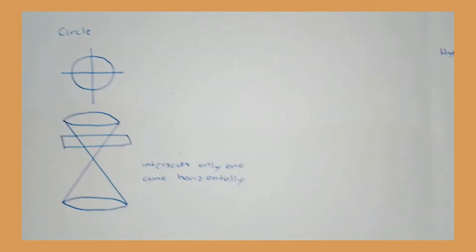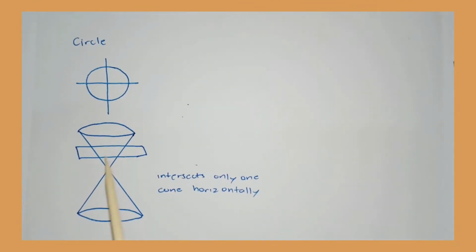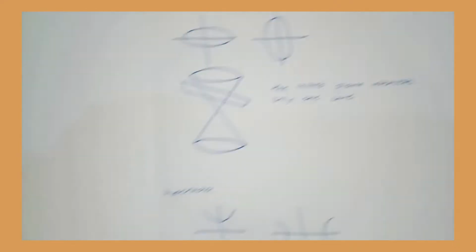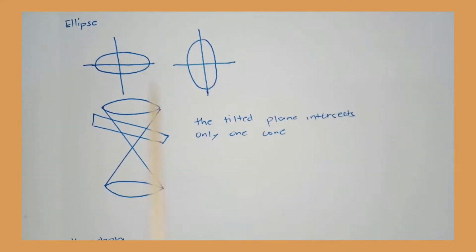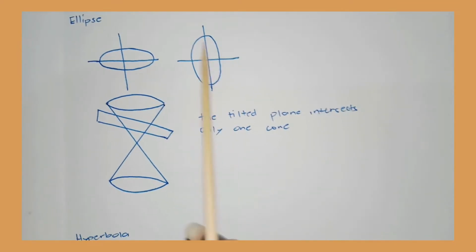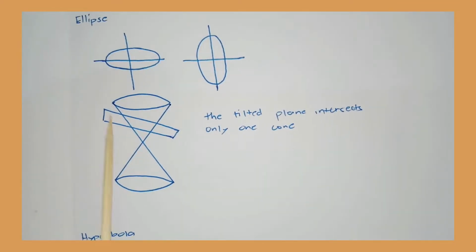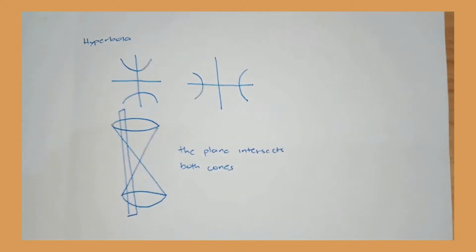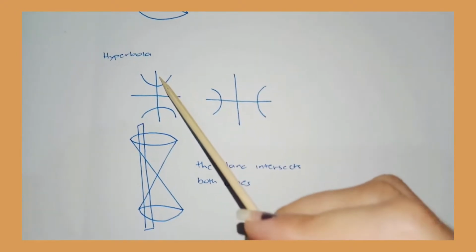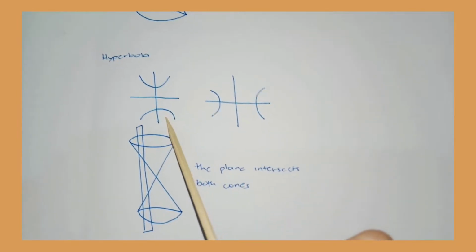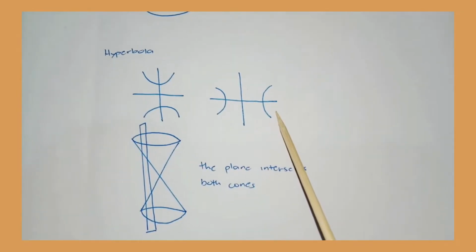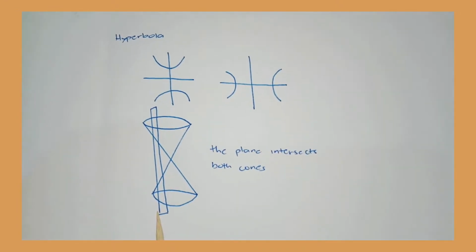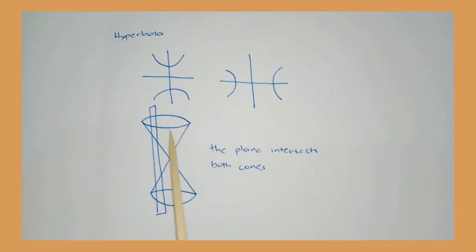Kapag circle, bilog, and then nakapahiga yung ating plane. Kapag naman ellipse, oblong yung shape niya, and then yung ating plane ay nakaslant ng kaunti. Kapag hyperbola naman, sabay na open, upward or downward, to the left or to the right. And then yung ating plane ay patayo, tinatamaan naman niya yung dalawang cone.